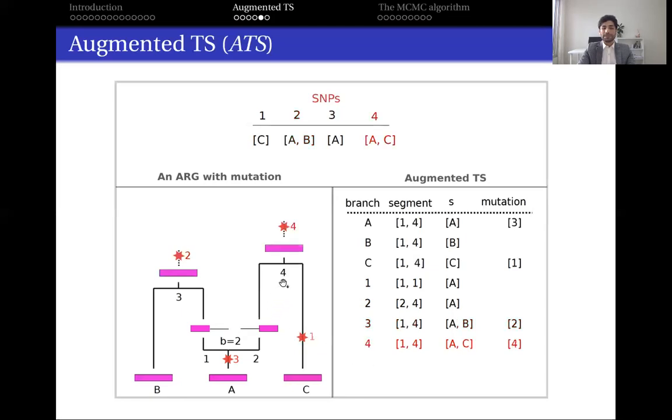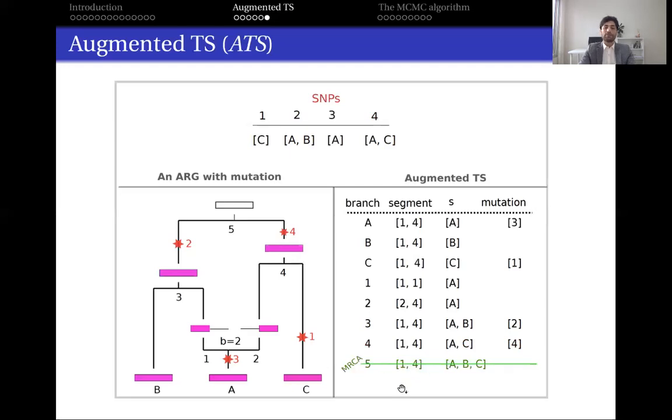And this process continues. The next event is a coalescence between 2 and C. The parent is 4, and A and C are the descendants. We check the data, and SNP4 has only A and C as sequences that carry the derived allele. So we put mutation 4 on branch 4. And lastly, 3 and 4 coalesce, and the resulting parent is 5. We see that the descendant samples are A, B, and C. This suggests that this is the MRCA for all the segments, and the process is finished.